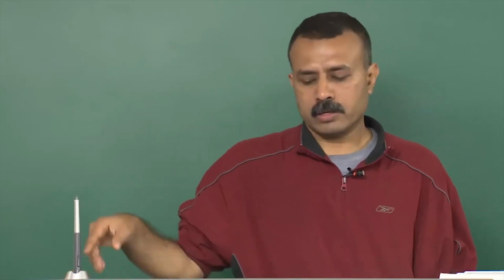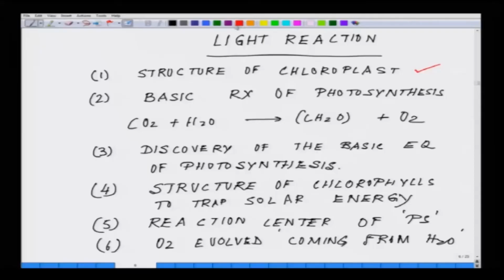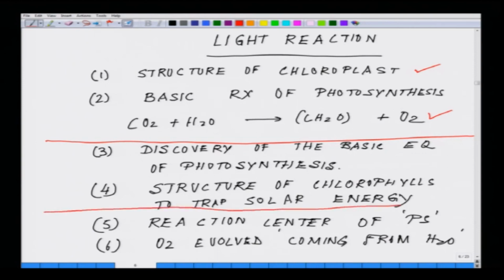So we are done with the structure of the chloroplast. We are done with the basic reaction of it. Next, what we will be doing in our next lecture will be the discovery of the basic equation of photosynthesis and the structure of the chlorophyll which are there to trap the sunlight. So we'll close in here. In the next class, we'll resume with these 2.